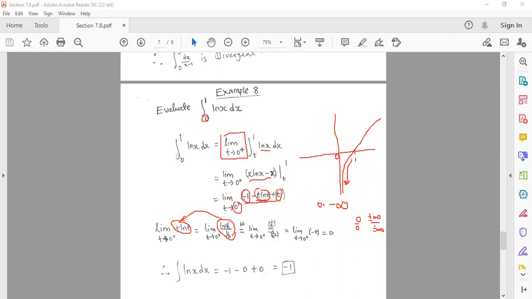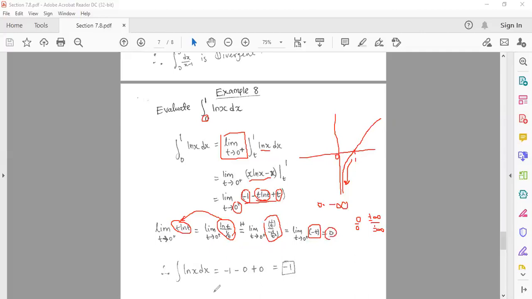L'Hopital's rule says that I differentiate the top and the bottom separately. Derivative of ln t is 1 over t. Derivative of 1 over t is just minus 1 over t squared. If you simplify all this, you just end up with minus t. All right, it simplifies to minus t. And the limit as t tends to 0 of minus t is 0. You see, it works. It's convergent.